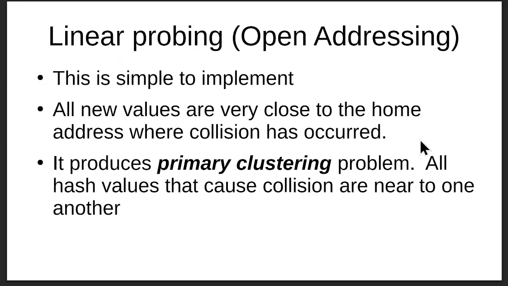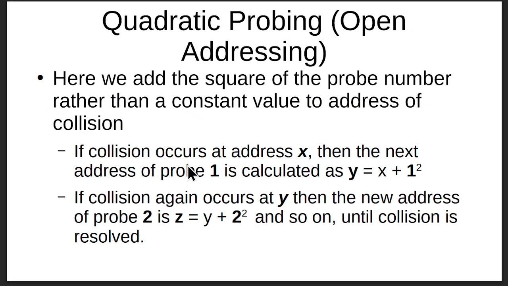Linear probing is simple to implement, but the only problem with it is that it produces what is known as primary clustering. All the colliding key value pairs are grouped near to one another. This creates a problem as more and more key value pairs collide. So we have another method called quadratic probing.